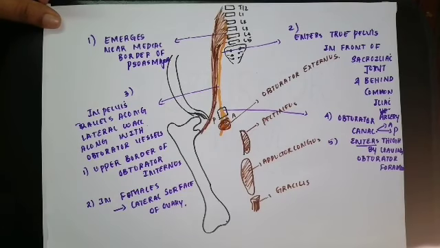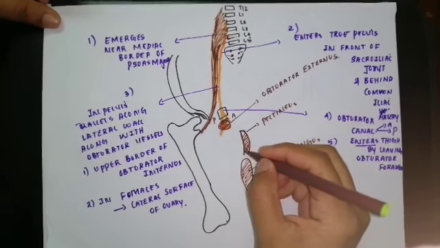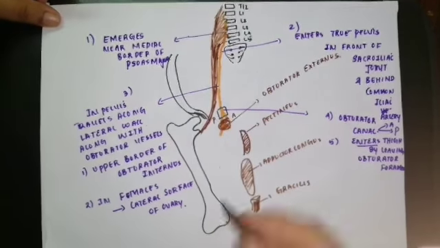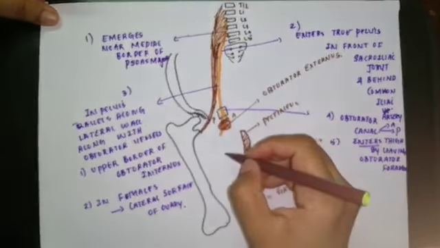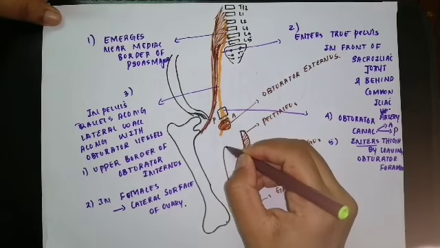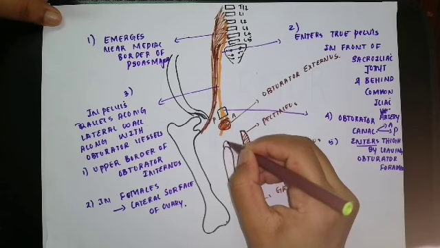Now posterior to this adductor longus and the pectineus, you have a muscle which is in the intermediate stratum. Which is that muscle? That is the adductor brevis. So adductor brevis muscle is located like this.